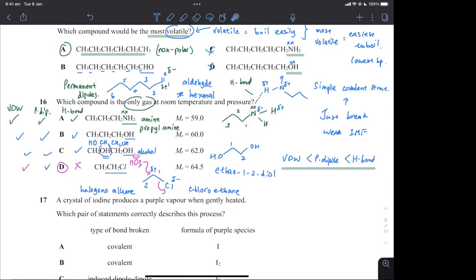Hopefully that makes sense. It's all about comparing the melting point and boiling point in terms of the strength of the intermolecular forces. Okay, all right.